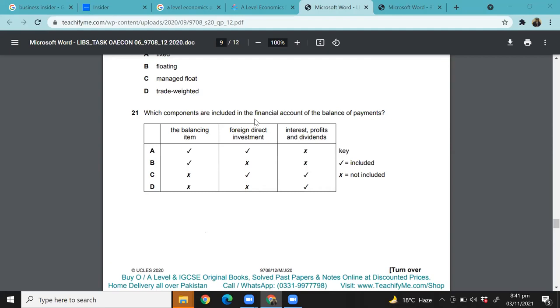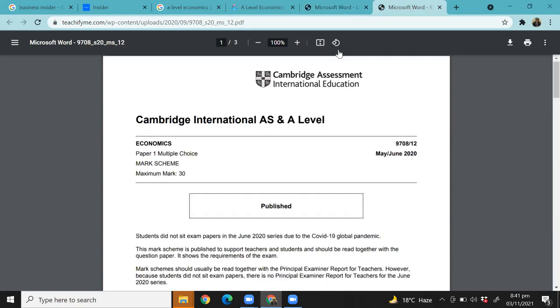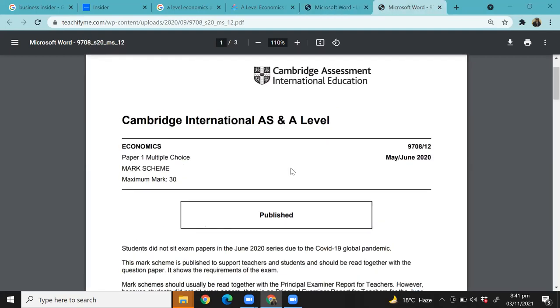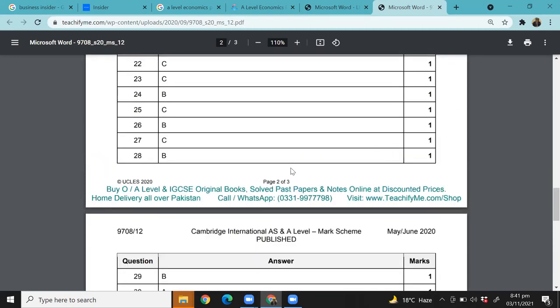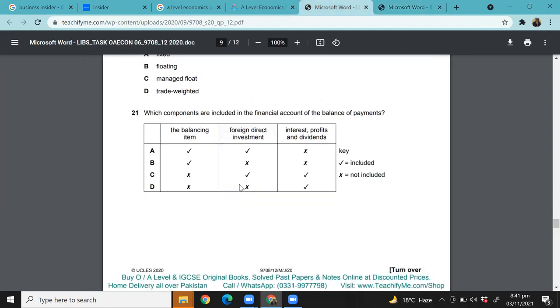Ilsa is saying A, Arbab is saying C. I think the answer is A, and let me tell you why. Question 21 should be A. Have a look at this, right? Arbab, you said C, which means the balancing item is not included and the other two things are included. Okay, let me tell you.